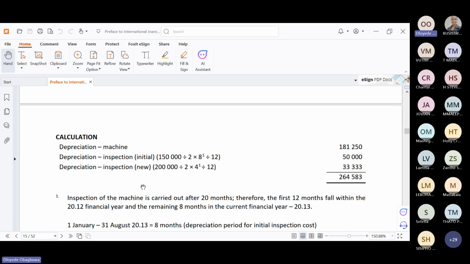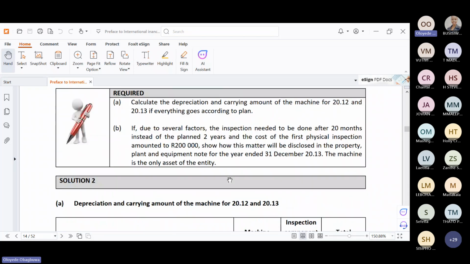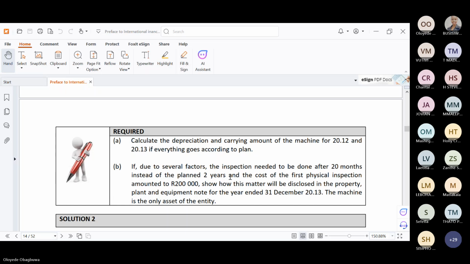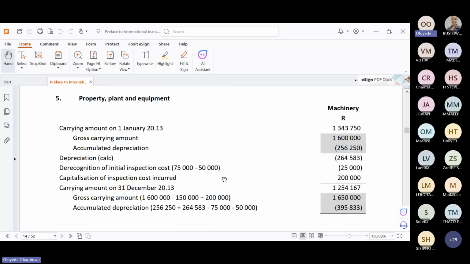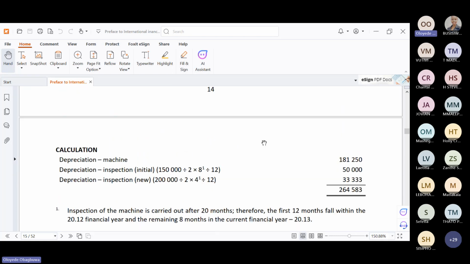We are told now that for inspection that's supposed to be 2 years, it's no longer 2 years. It's now going for 20 months. So you have to recalculate that. Initially you divide 150 by 2, we have 75 for each year, but it's no longer 2 years now. And if it's no longer 2 years, let's look at the period.